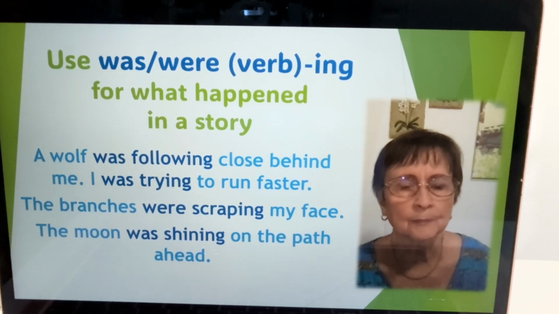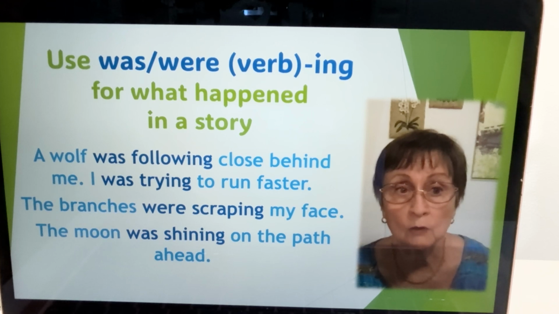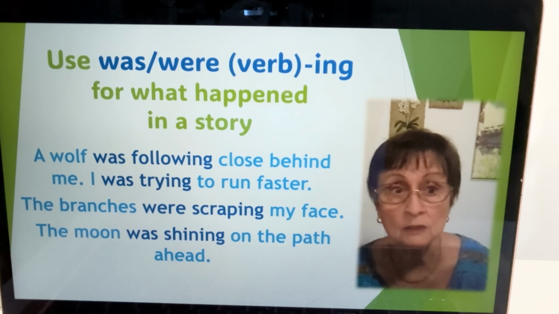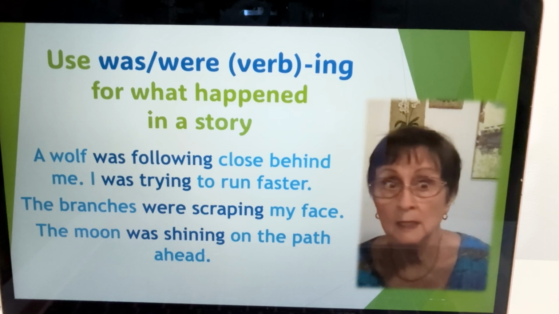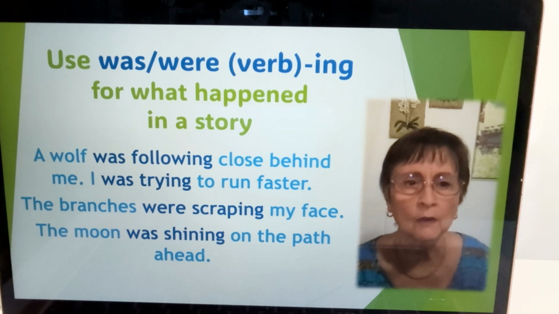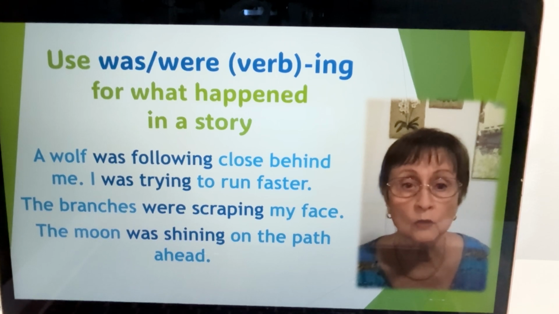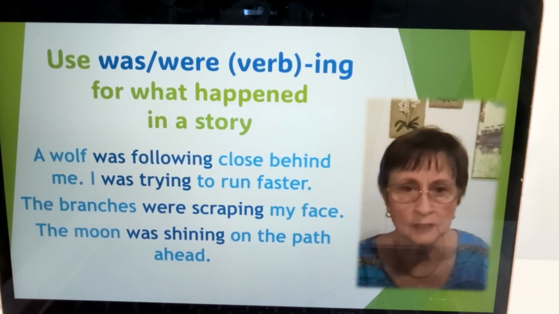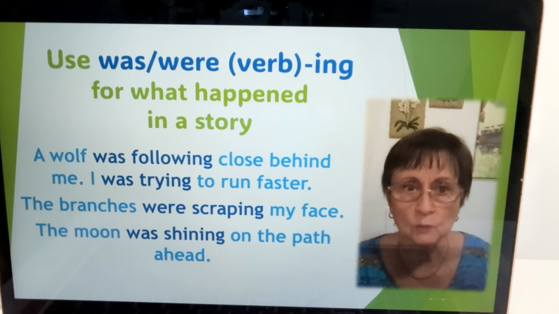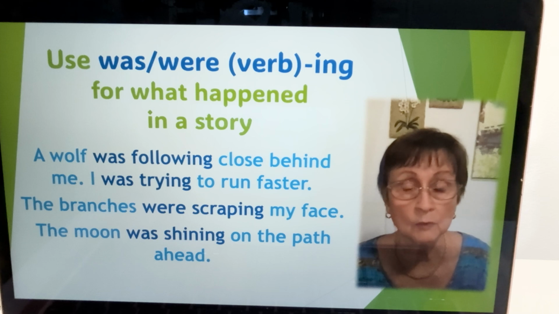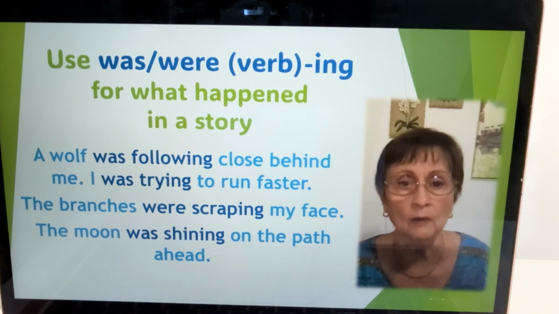Okay, we're continuing with the story. A wolf was following close behind me. I was trying to run faster. Now, if I'm in the story, a wolf is following close behind me. I'm trying to run faster. Outside the dream, was following, was trying. The branches were scraping my face. Outside of the dream, talking about it, the branches were scraping my face. The moon was shining on the path ahead instead of the moon is shining on the path if I'm in the story or in the dream.